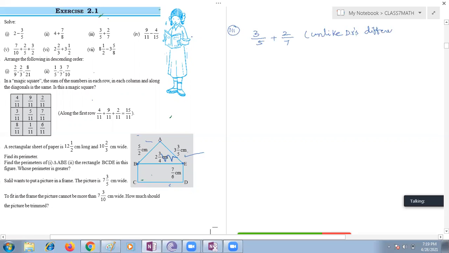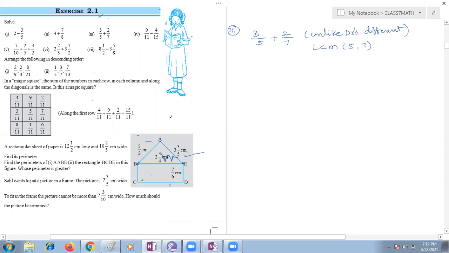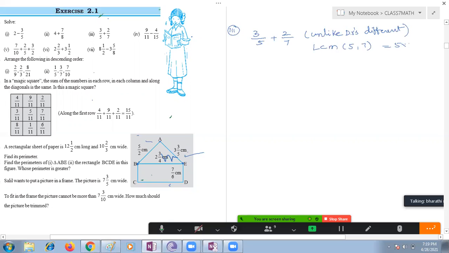Denominators are different. So you need to take the LCM of the denominators. LCM of 5 and 7. Directly you can multiply. Why? Because 5 and 7 are prime numbers. No prime number is repeated. 7 5s are 35. Your LCM is 35.